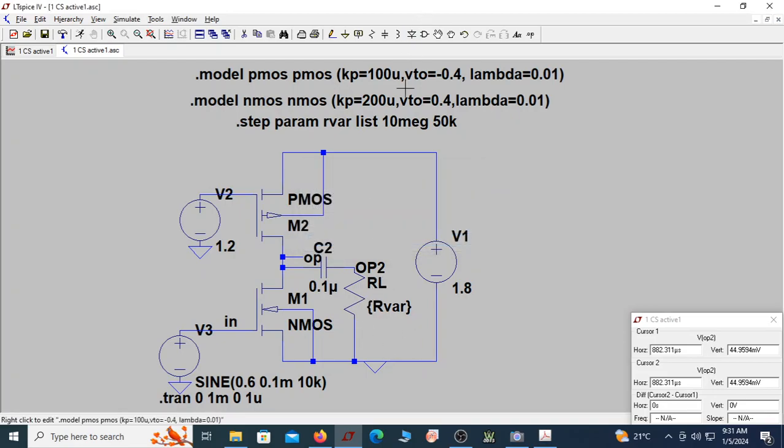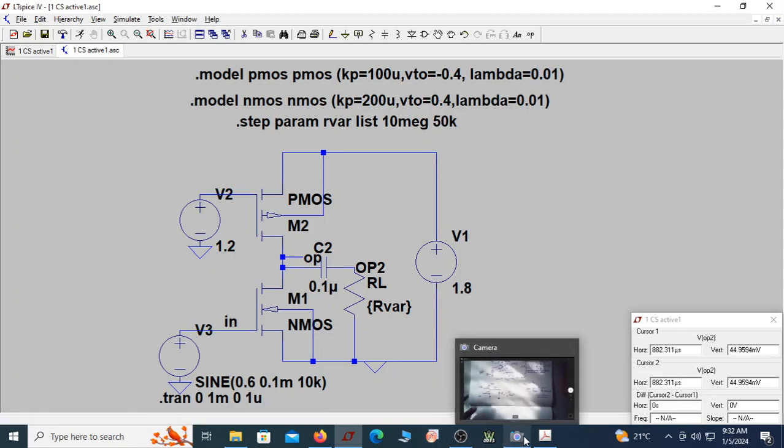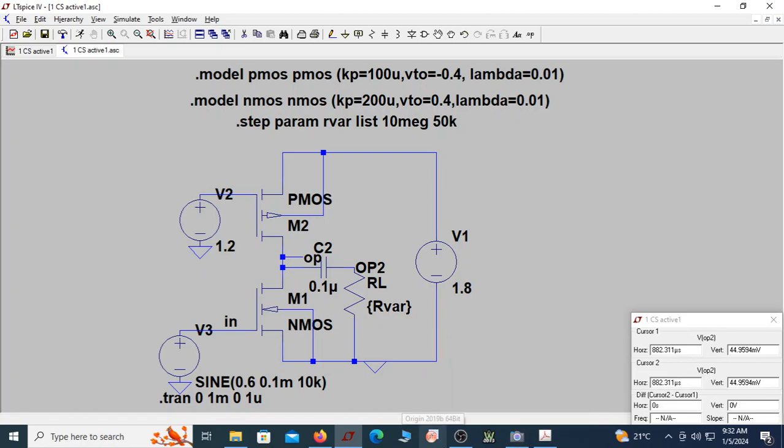This RL, I'm varying it, using it as a parameter, having two values for this resistor. The first value is 10 mega ohms and the next value is 50k. Let us spend some time on why I kept it at 10 mega ohms and 50k. If I see this analysis, you will get some idea.